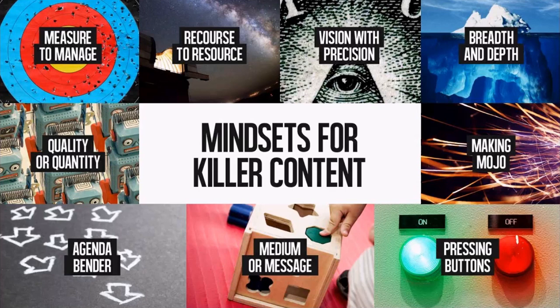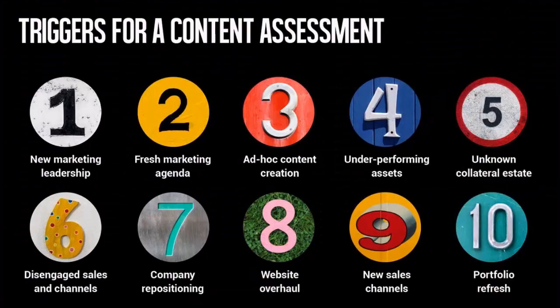And we cover these mindsets in detail in the original Killer or Filler guide. We also cover the things that typically instigate the need for an assessment, together with a course correction for content strategy. Now, these can range from top floor changes like new marketing leadership and a company repositioning, through to more evidential triggers such as underperforming assets and disengaged sales or disengaged channels.